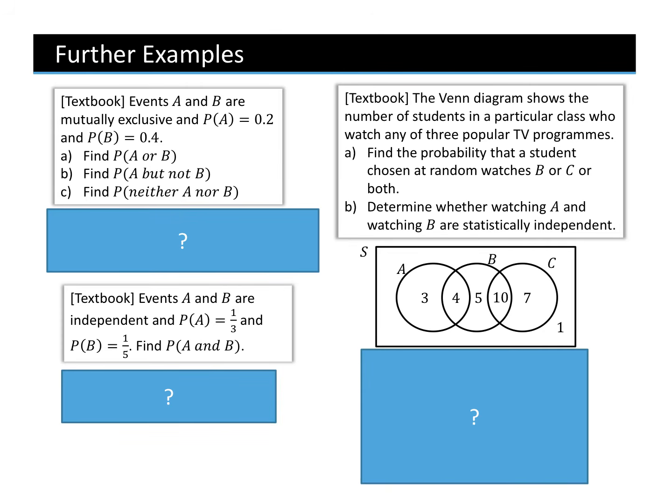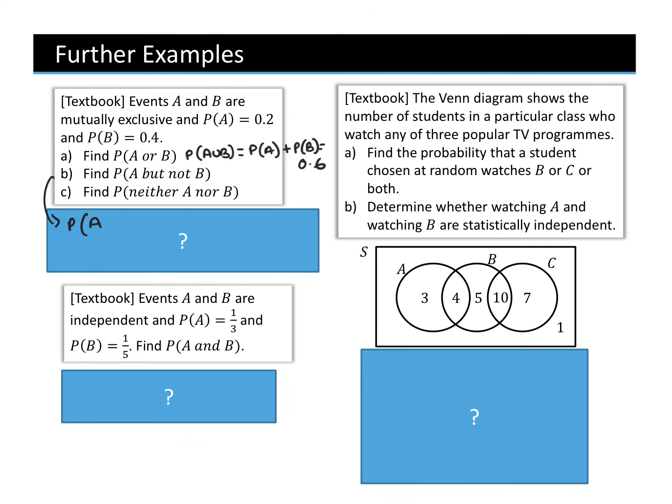Events A and B are mutually exclusive. Probability of A equals 0.2 and the probability of B equals 0.4. So the probability of A or B, we know this is the probability of A union B. And what did we learn earlier? That this is the probability of A plus the probability of B. 0.2 plus 0.4, 0.6.